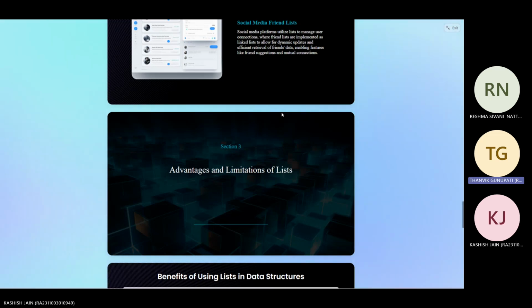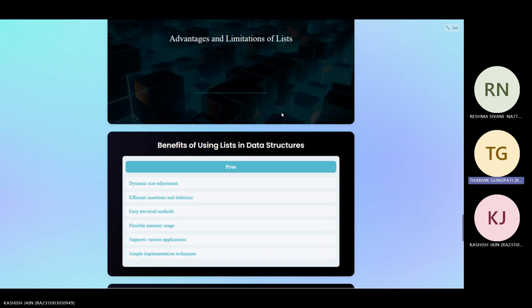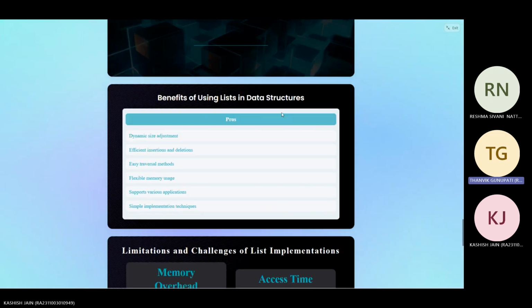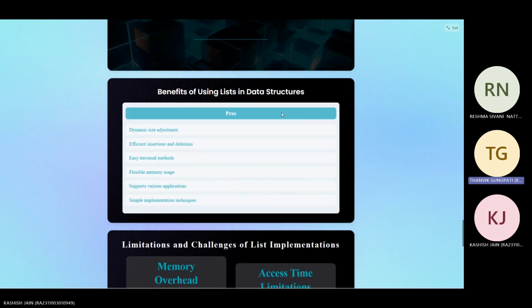Easy traversal methods. Traversing through a list can be done easily using loops or recursion. This straightforward approach allows for efficient processing of all elements. Flexible memory usage. Lists utilize memory more efficiently since they only use as much space as needed for the data they contain. This contrasts with arrays, which often reserve memory upfront, leading to wasted space if not all slots are used.